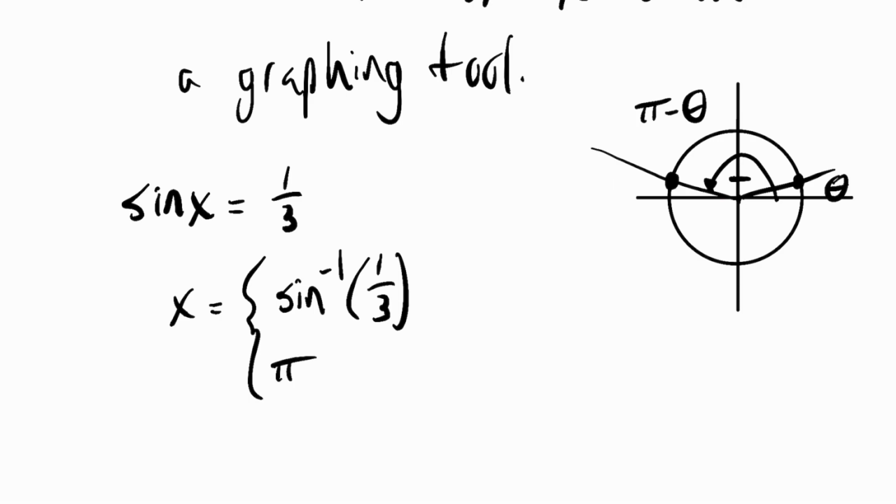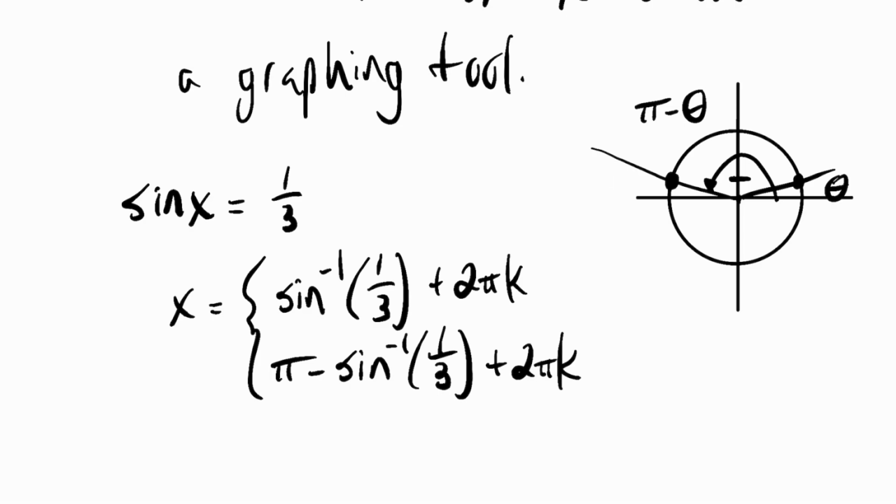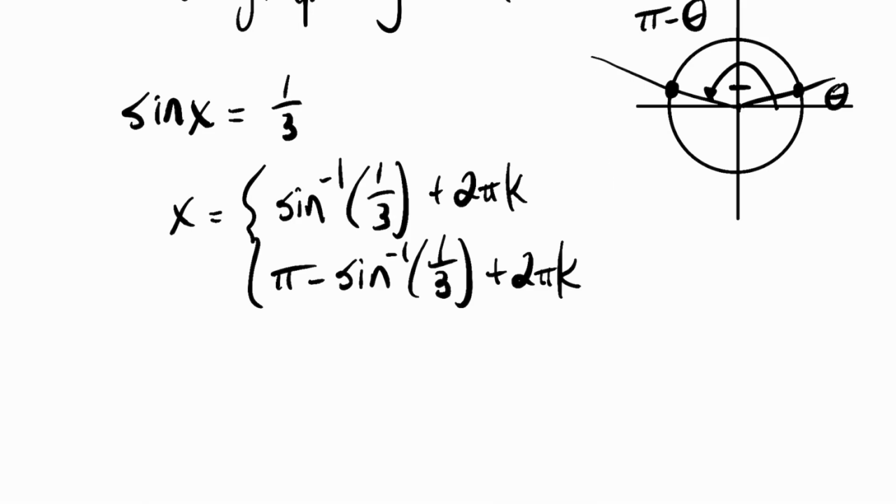So pi minus sine inverse of 1/3. And then of course we can add the period, so add 2 pi k. I'm going a little far afield, but basically we can solve this equation. But what if we had something like this? What if I had sine of x equals x?